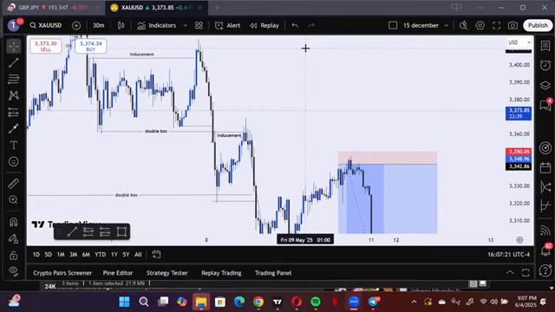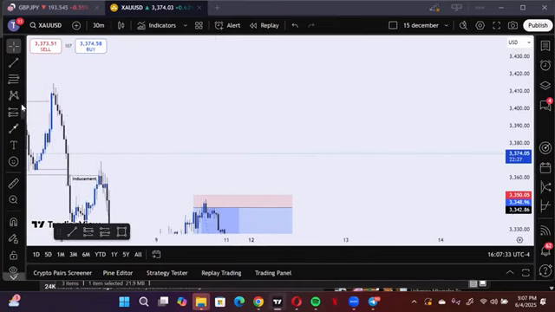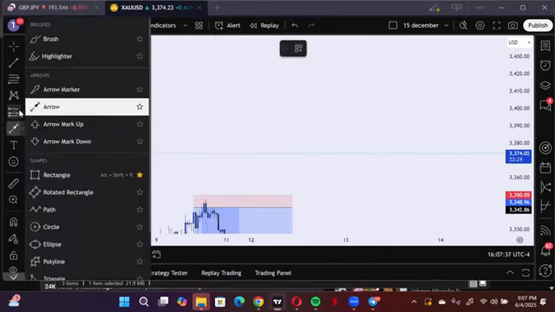Now, for this particular class, I'm going to give a scenario for the order block. So the order block, like I said, is a zone in the market where there are a lot of institutional orders. So now, if it's the bullish order block, this is how the bullish order block looks like.